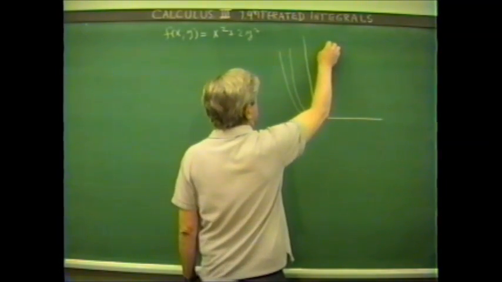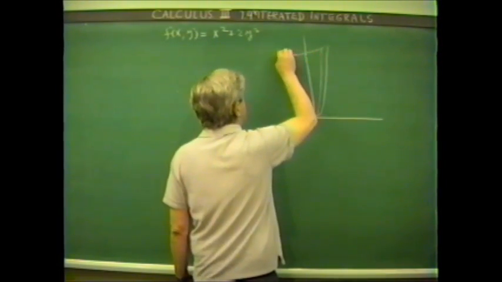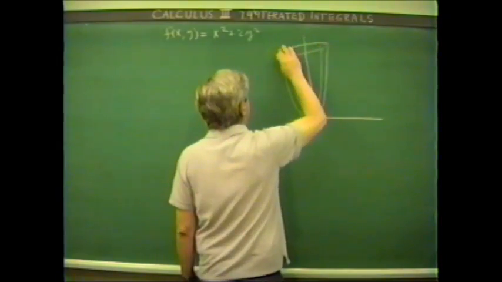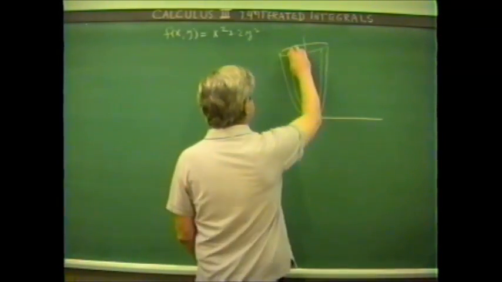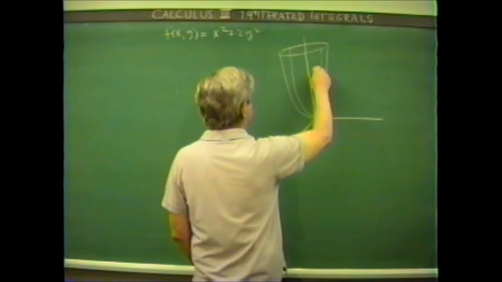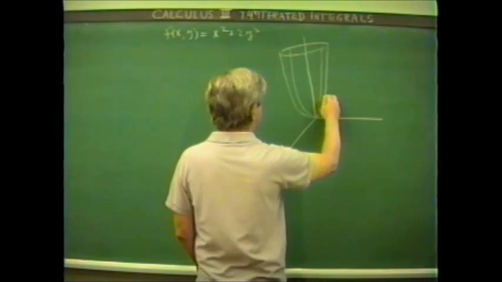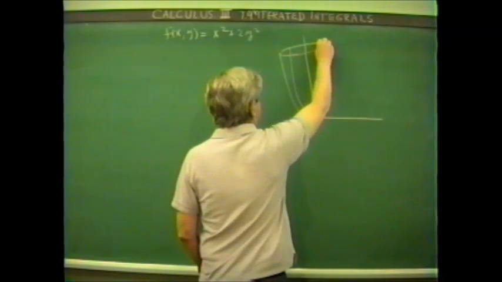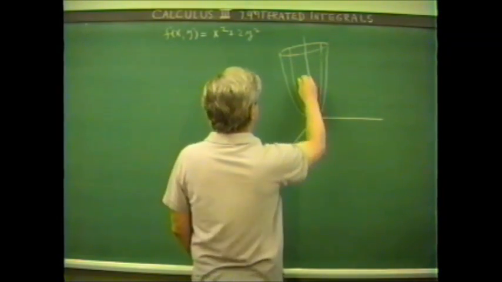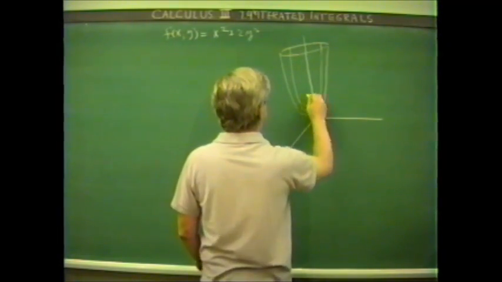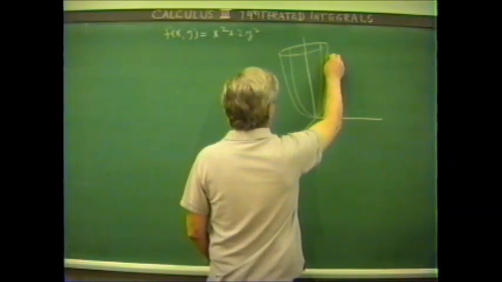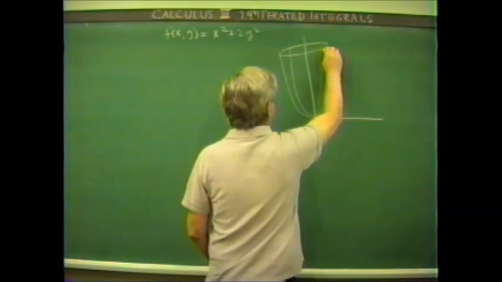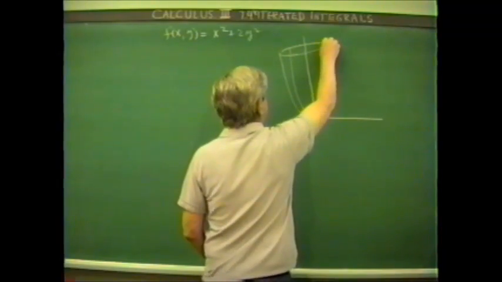The result is a paraboloid. This part right here is supposed to be y equals x squared, so this looks like this. This comes here, and this here.